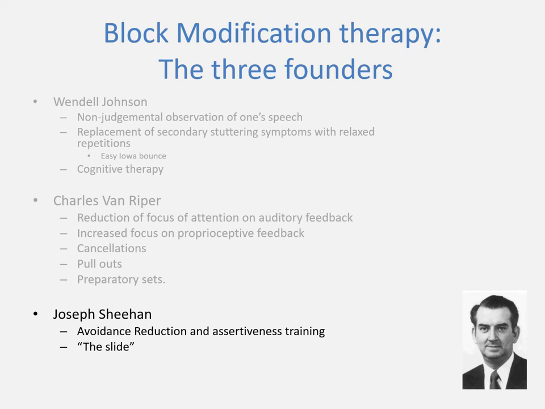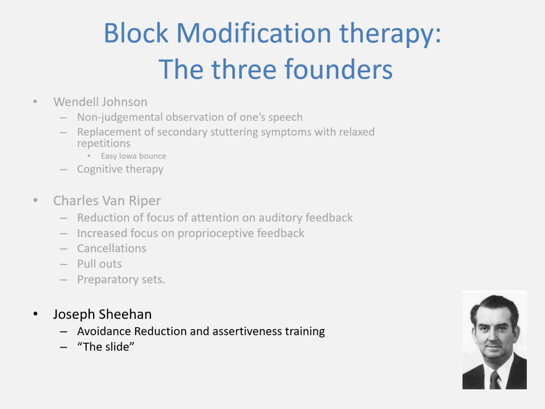Sheehan also observed that our stammering tends to become more severe when we try to communicate with people who we consider to have a higher status than ourselves. To remedy this, Sheehan advocated that stammerers should undergo assertiveness training and that they should learn to stammer in an assertive, non-apologetic way and to stubbornly resist any pressure that they perceive they are under to speak more quickly.